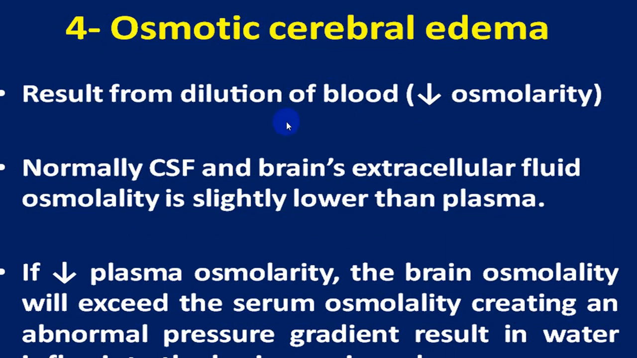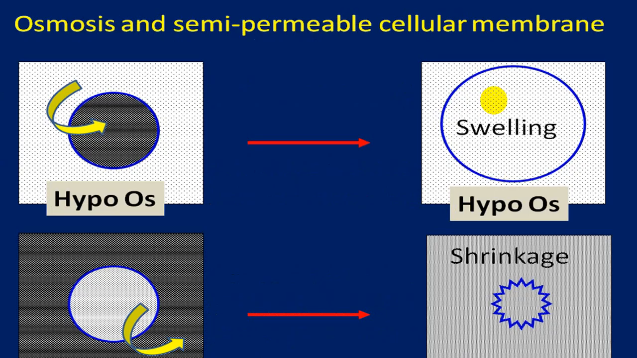Osmotic variety, we have already explained, is because of dilution of the blood or decreased osmolarity in the blood. Classical example is SIADH, hyponatremia, etc. Or even a rapid correction of hypernatremia can also end up with cerebral edema. Because external osmolarity is low, intracellular osmolarity is high, so water will shift from the extracellular compartment into the intracellular compartment, leading to cerebral edema. This is not very common, but quite common in case of SIADH.